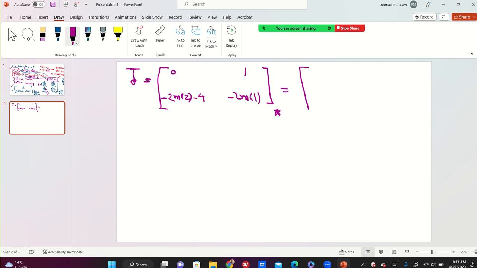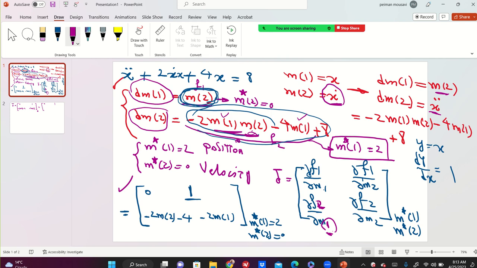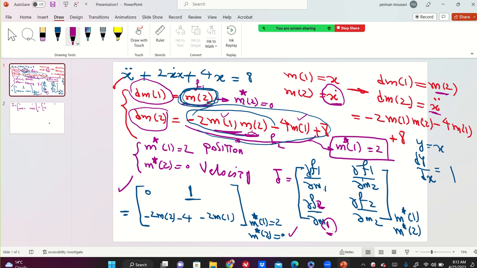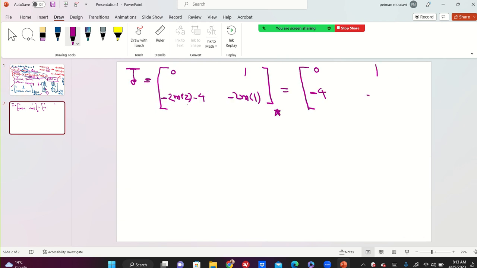So if you do that, the Jacobian matrix is going to be 0, 1. M2 star is 0, so the remaining is going to be minus 4. M1 star is 2, so it's going to be, again, minus 4. I just replace here 0, 2. Understand?